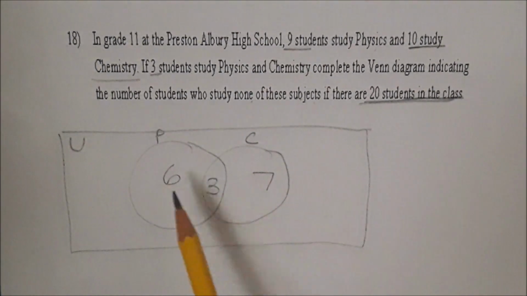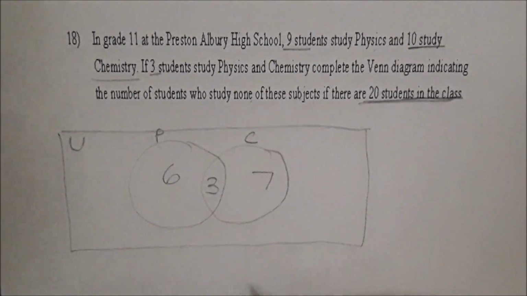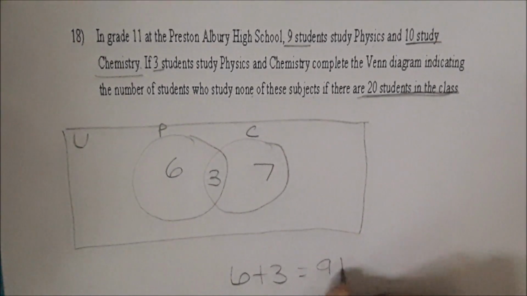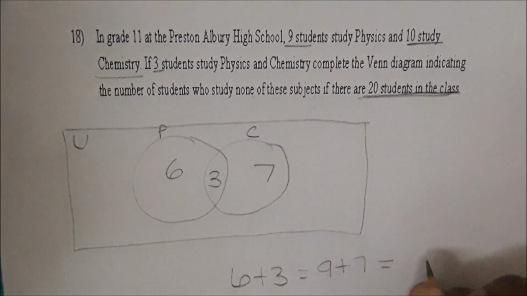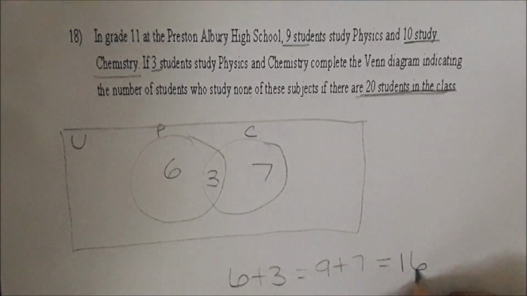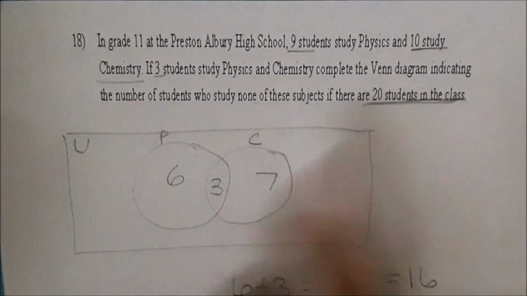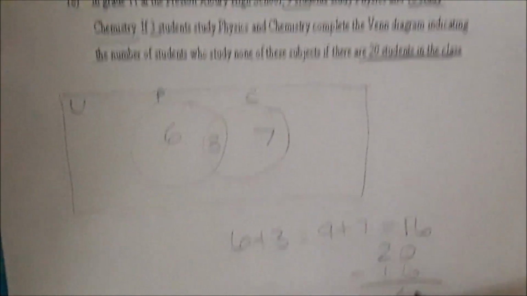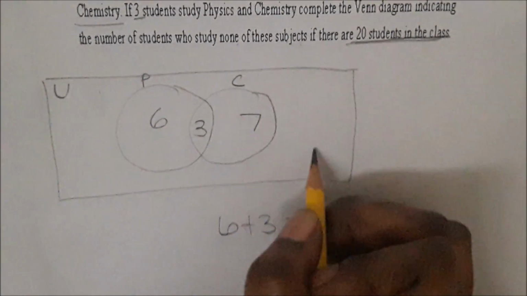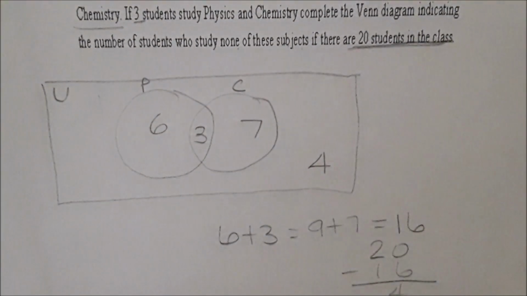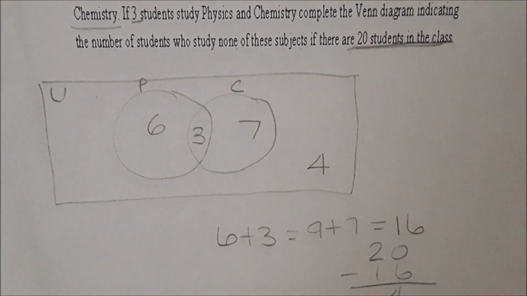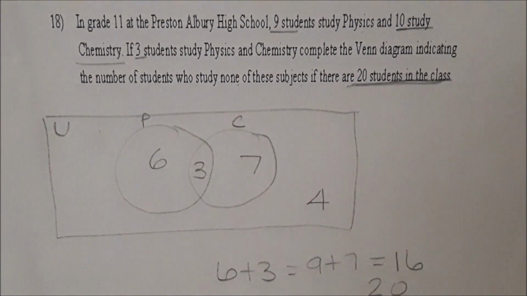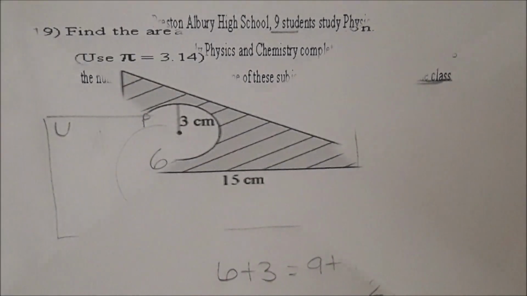Right. When we add up this total, which is 6 plus 3, which is 9, plus 7, which is 16, we're going to subtract 16 from 20. So 20 subtract 16, which will give us 4. We will now put 4 on the outside of our Venn diagram. Very good. So that would be what they asked for, to show how many students do not study physics or chemistry. Excellent. We move on to number 19.